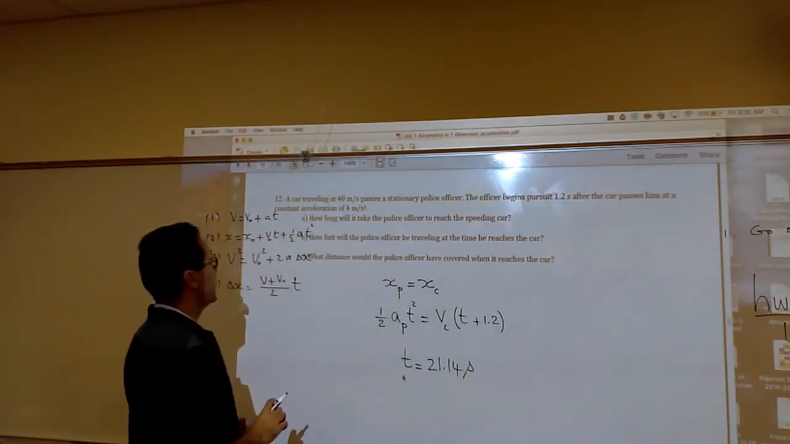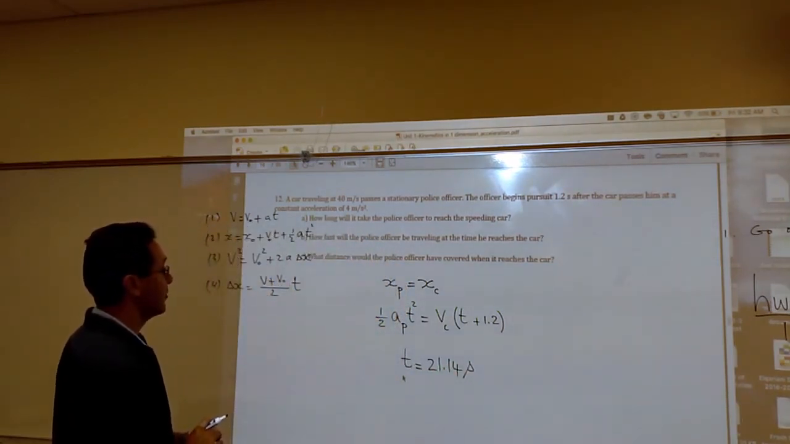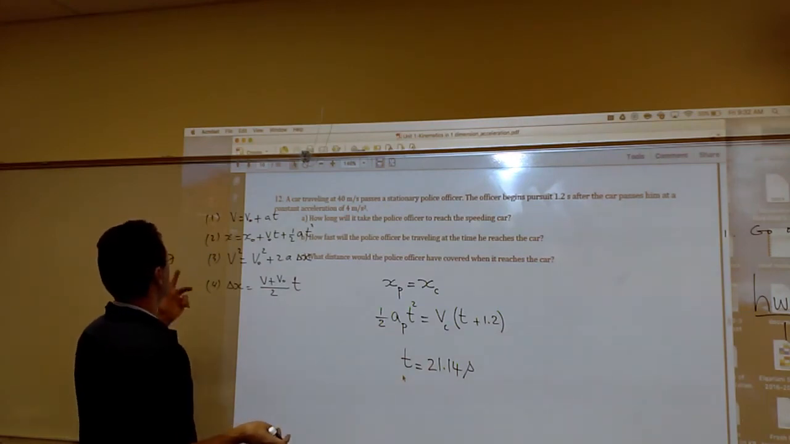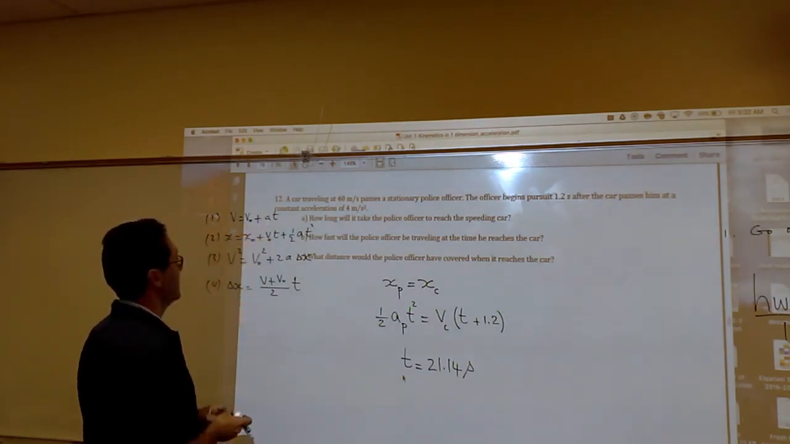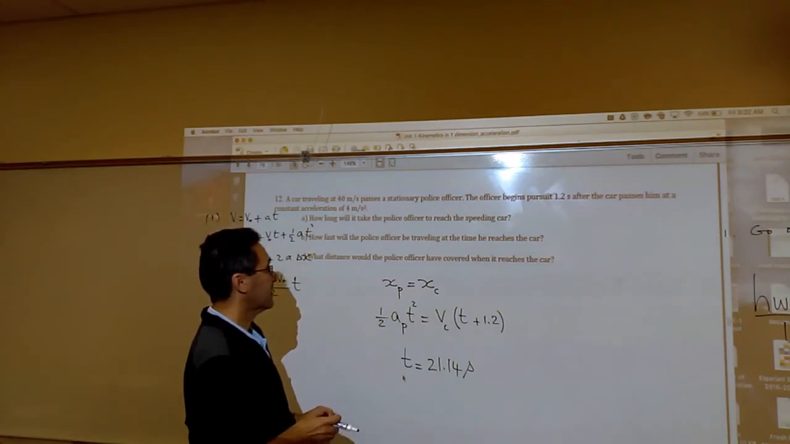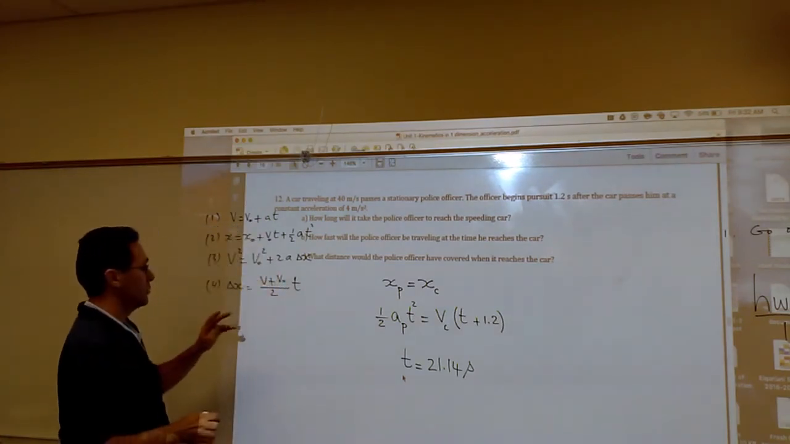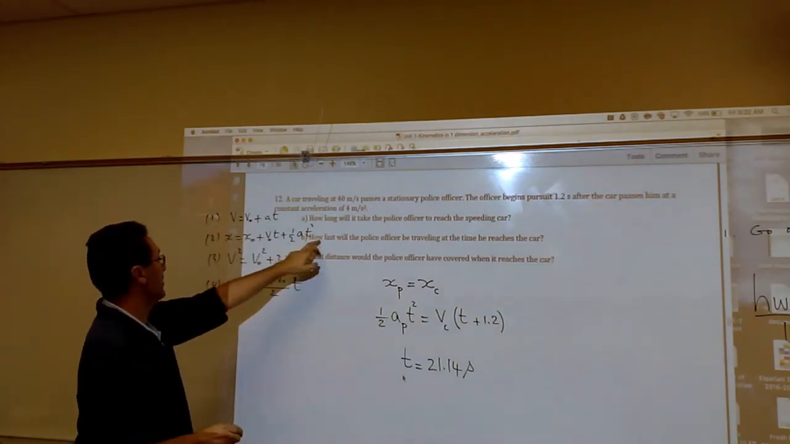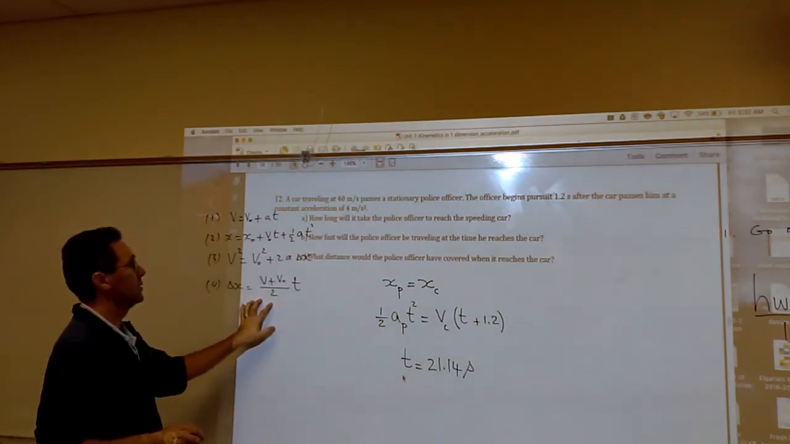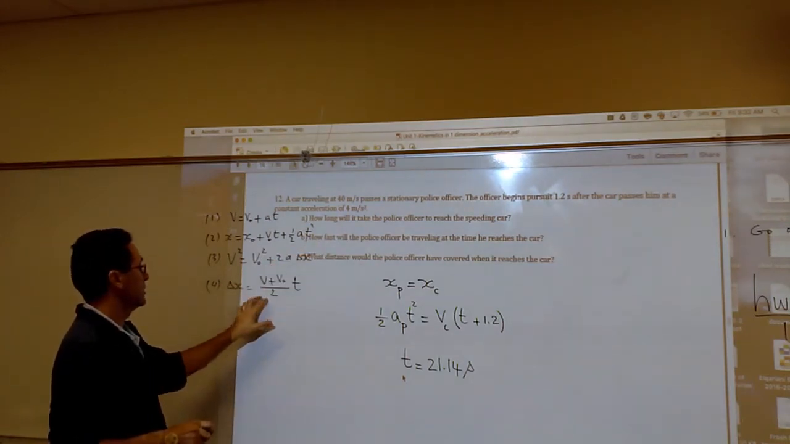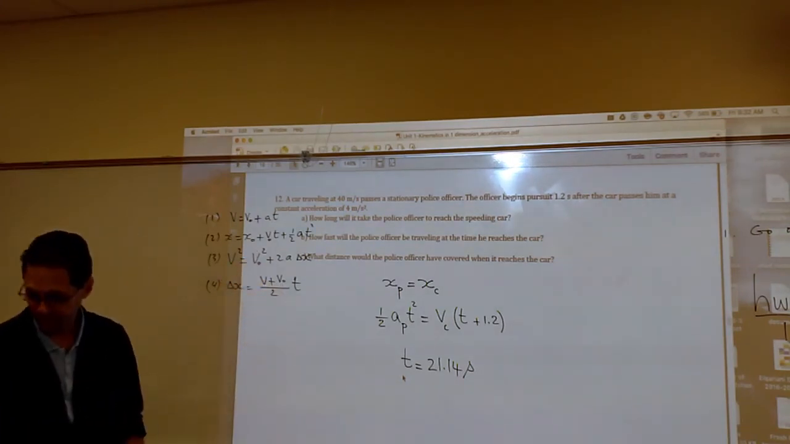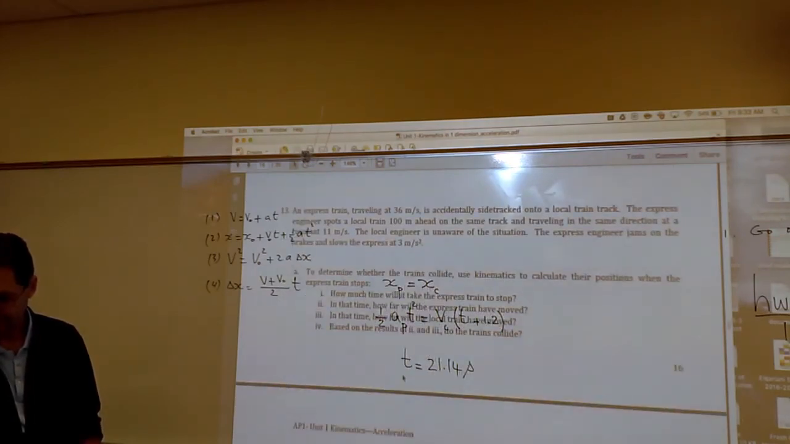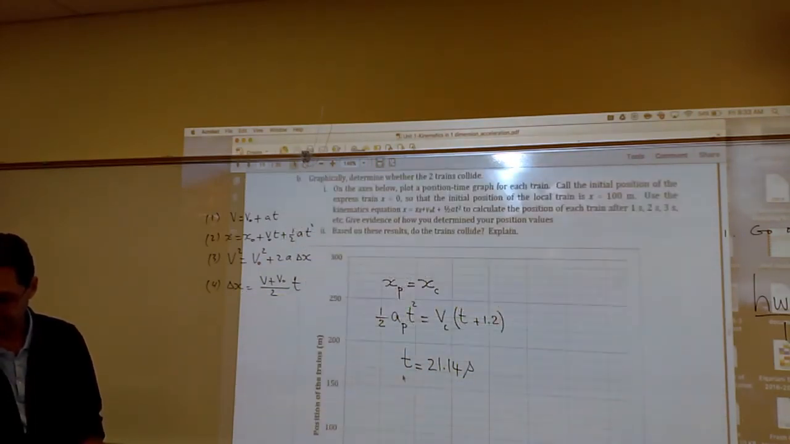Okay. How fast would the police officer be traveling at the time he reaches the car? All you have to do is plug it into the first equation. Initial speed 0, acceleration 4, time is that much, and you're done. What distance would the police officer have covered? Since I already found how fast, I would probably just use the last one here. That's the simplest. Because I have my speed from B, I have the initial, which is 0, I have the time, yeah, I can do that. I'm going to skip 13, we're probably going to do that in class.